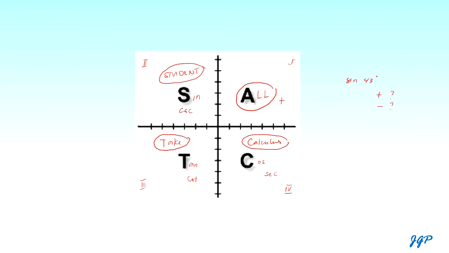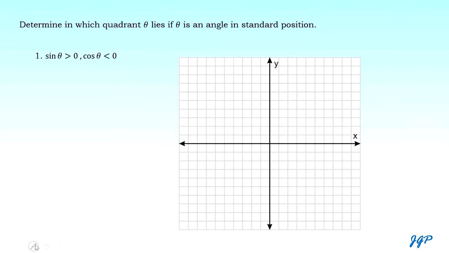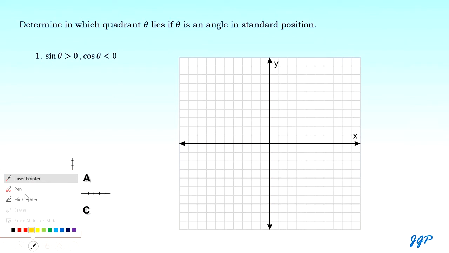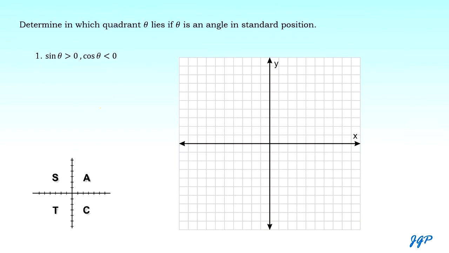So, let's have an example. Determine in which quadrant theta lies if theta is an angle in standard position. Let's have number 1: sine theta is greater than 0 and cosine theta is less than 0. So, let's have the solution for number 1. To solve that, let's start with sine theta. Sine theta is greater than 0, meaning your sine theta is positive.